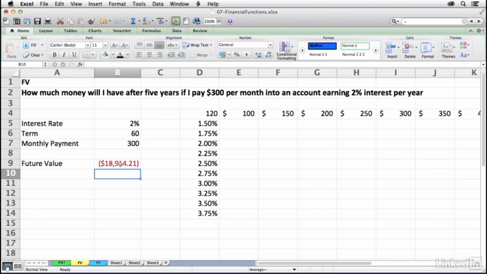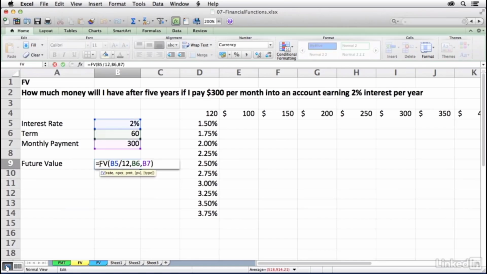Now, it is displayed as a negative. I think most people probably would want to work with this number as a positive. So double clicking here, we can either put a minus in front of the FV or right in front, in this case, of the B7.